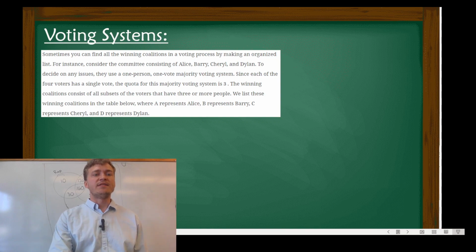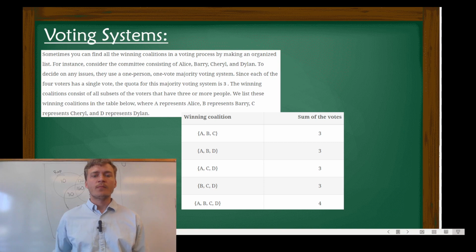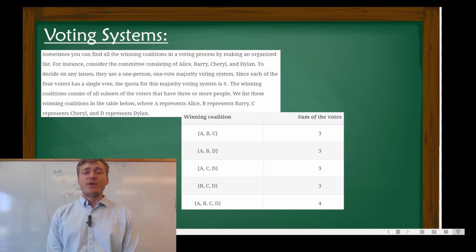quota. We list these winning coalitions in the table below, where A represents Alice, B represents Barry, C represents Cheryl, and D represents Dylan. In other words, as long as you have at least 3 of the 4 in favor, you will have a winning coalition. In the event that you have only 2 or below, you're in a losing coalition. If Alice votes alone, then she is a losing coalition, as the winning one would have B, C, and D.